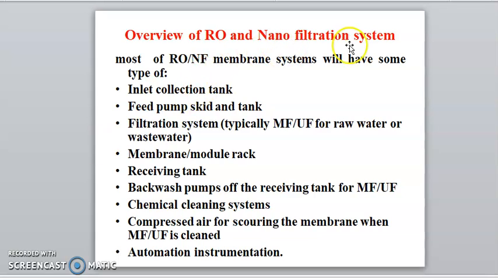Overview of RO and nanofiltration. Most RO and nanofiltration systems have the same type of inlet collection tank, feed pump skid and tank. A filtration system: membrane and modular rack, receiving tank, backwash of the receiving tank. Chemical cleaning system, compressed air for fouling membranes when they are cleaned. Automation instrument.